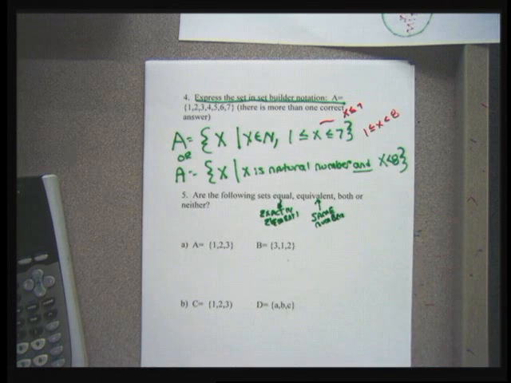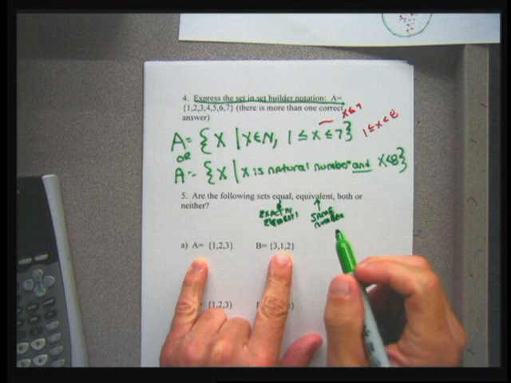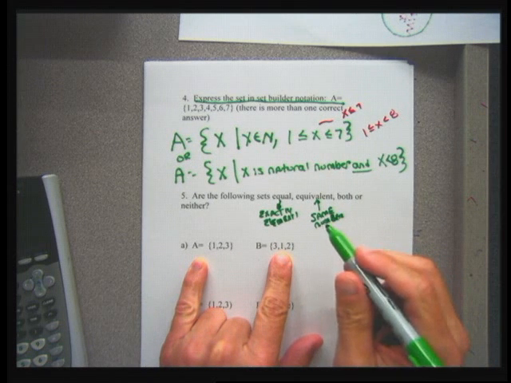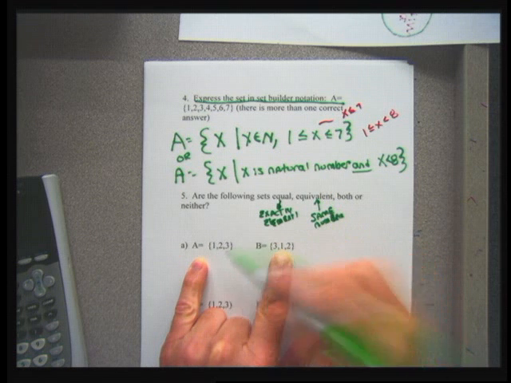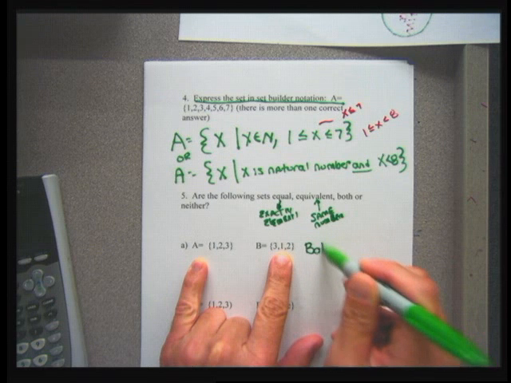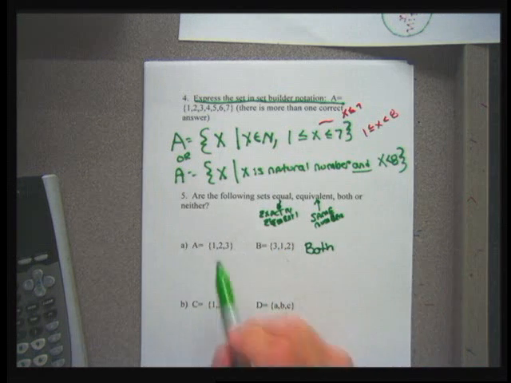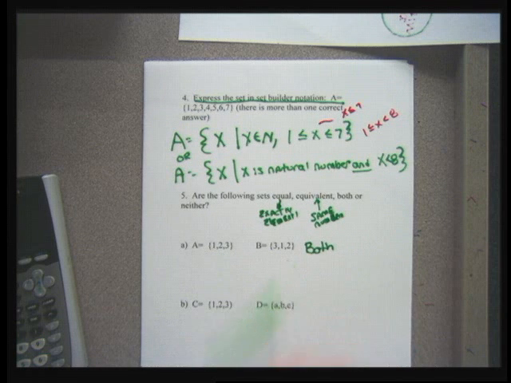So of the problems that are presented to me, in part A, the sets A and B are equal sets because they have exactly the same elements. They're equivalent because they both have 3 elements. So for part A, it would be proper to say that they're both equivalent and equal. They're equal even though they're not written in the same order. They both have 1, 2, and 3, that makes them equal. They both have 3 elements, that makes them equivalent.